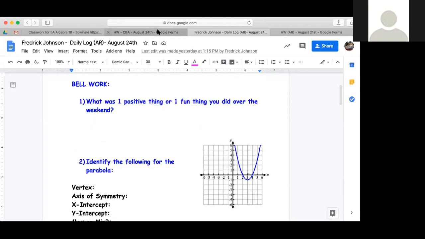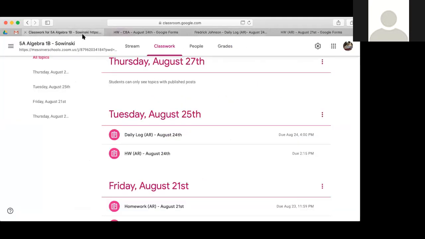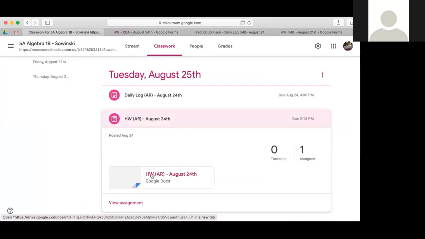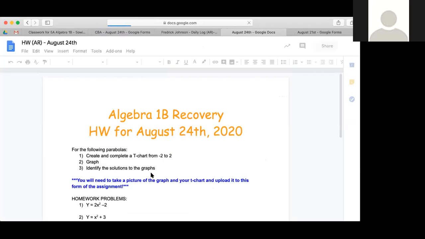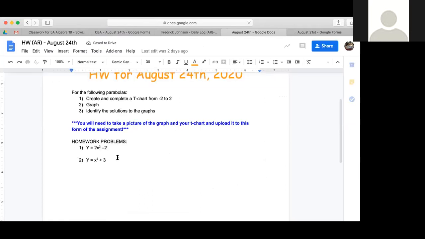And then if I show you your homework, let me get to your homework page here. Okay, your homework for the day is also graphs, but it's only 2 graphs on here. So these are the only 2 that you have to do right here, 1 and 2. But here's the kicker, is that you're going to need to take a picture of your work. So I need to see the t-chart. I need to see just how I did it, just how you plug the numbers in. I need to see the graph on the graph paper, and you need to identify the solutions.